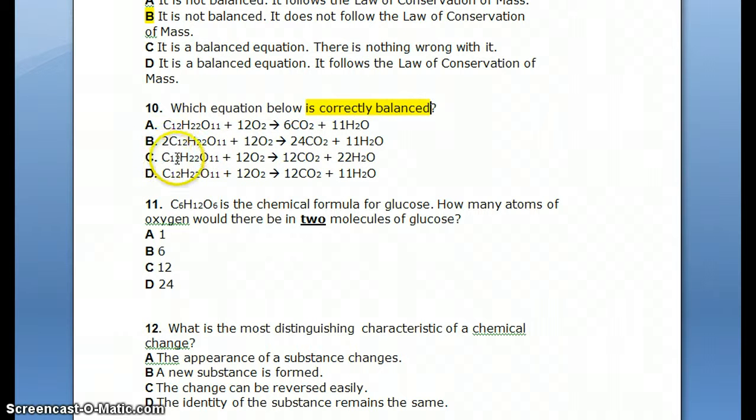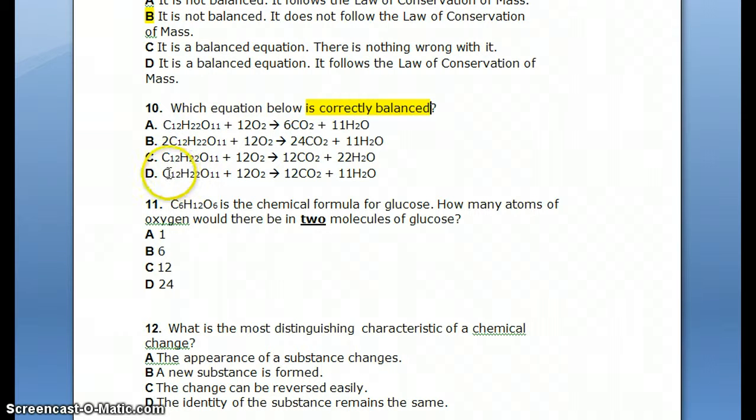Let's go to C. I have 12 carbons on the reactant side, and I have 12 carbons on the product side. So far, so good. But I have 22 hydrogens on the reactant side, and I have 44 hydrogens on the product side. So that's not balanced. So let's check D just to make sure.